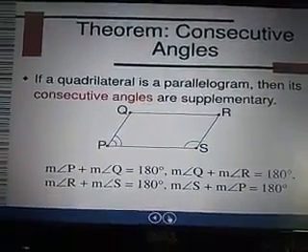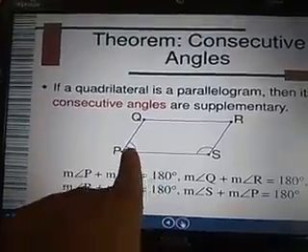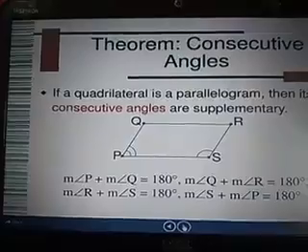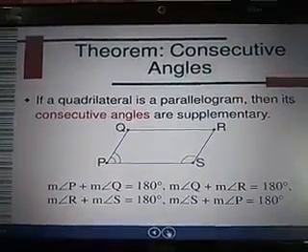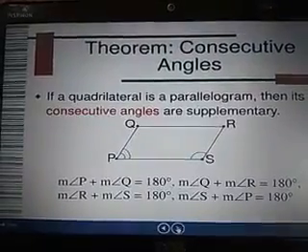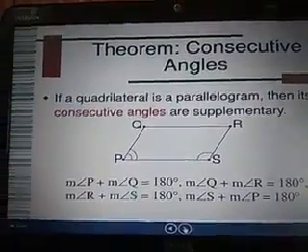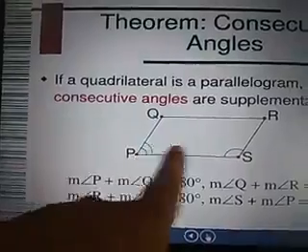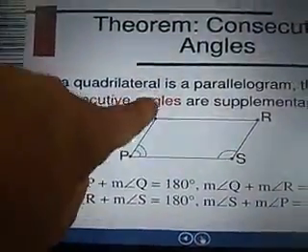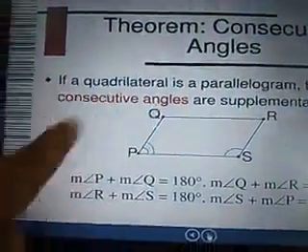So the adjacent angles, जो लगा हुआ साथ में एंगल होता है, ये और ये एडजेसेंट या ये और ये एडजेसेंट है. In a parallelogram, the adjacent angles are supplementary. The sum of both the angles is going to be 180. Angle P plus angle S is going to be 180. Angle P plus angle Q is also going to be 180.